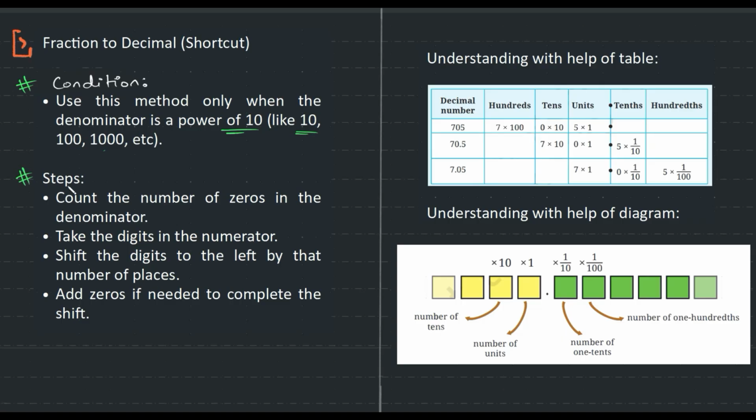So what are the steps? Quite simple. Count the number of zeros in the denominator. For example, over here, I have 100. The number of zeros is 2. As simple as that. 2 zeros. Next, take the digits in the numerator. Shift the digits to the left by that number of zeros. Add zeros if needed to complete the shift.